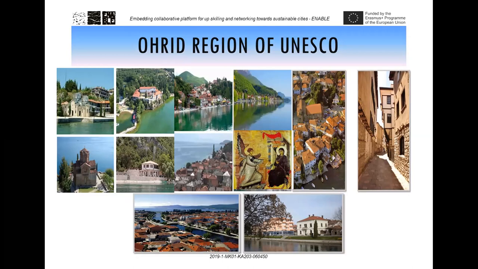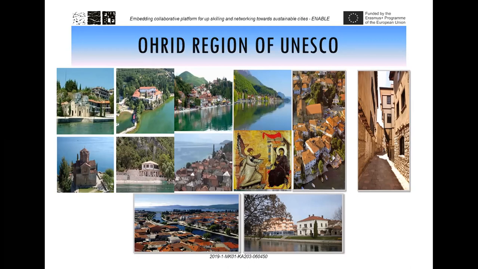Then it has the oldest Slav monastery, which is San Pantaleimon. It has also around 50 Byzantine churches, early Christian basilicas, and medieval churches. One of them is Santa Sofia, which is placed in the center of the city of Ohrid, and it has remarkable frescoes, which are very important for the history of the Byzantine fresco painting.